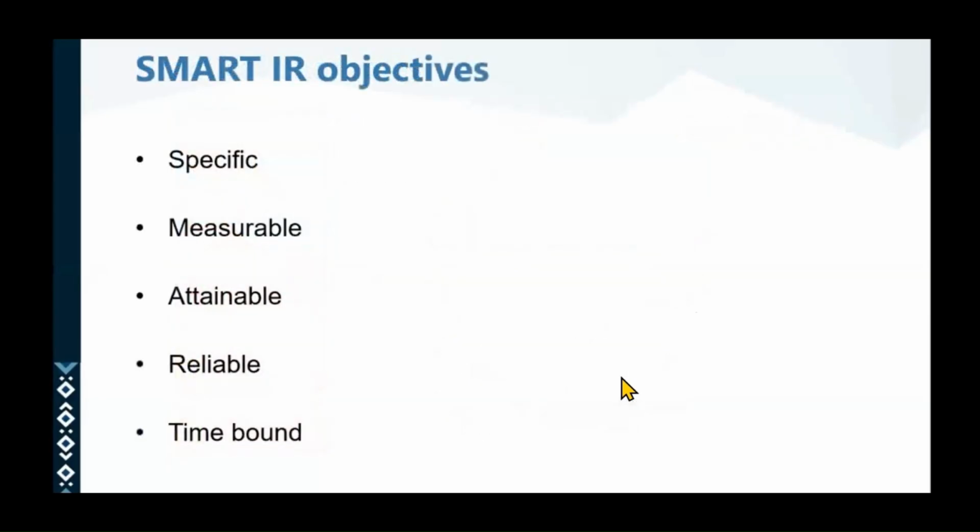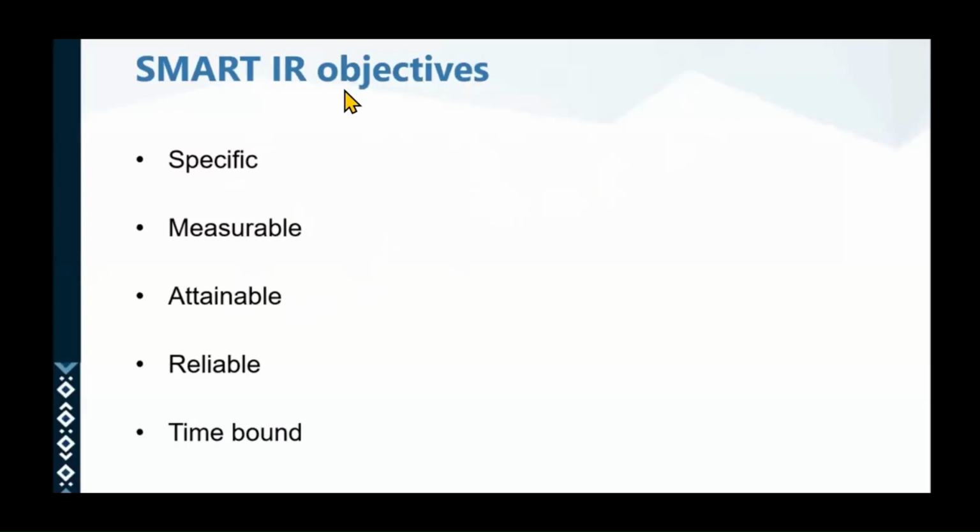So after we have formulated the IR question, the next important thing we want to do is to come up with the IR objective using SMART. SMART stands for specific, measurable, attainable, reliable, and time bound. So we want to select objectives for implementation research that are SMART, like specific. So what exactly do we have to do? Who will have to do it, and where will it be done?